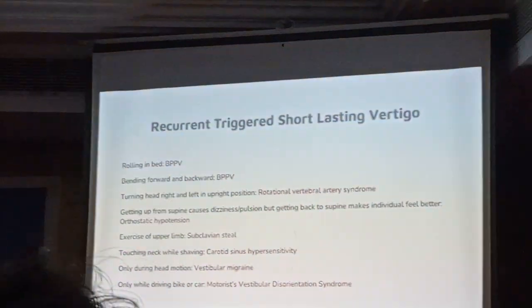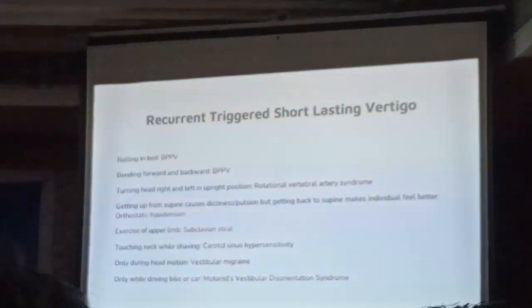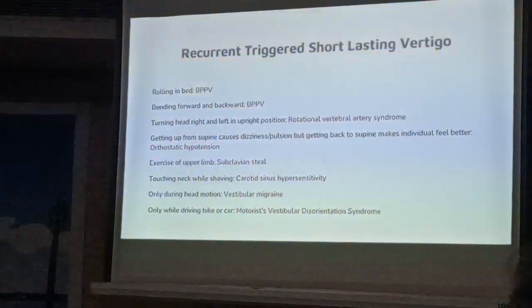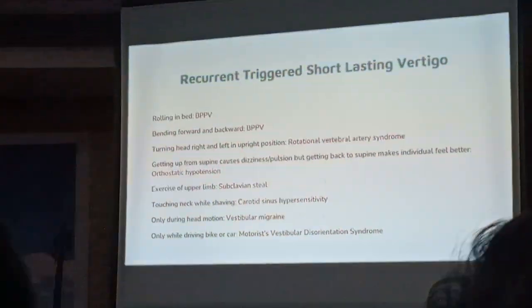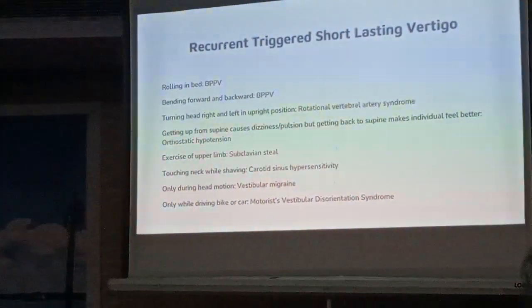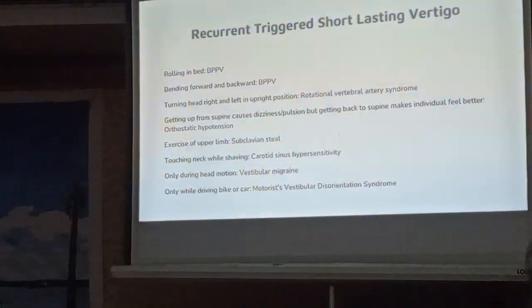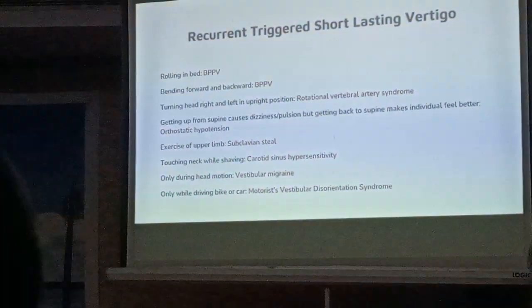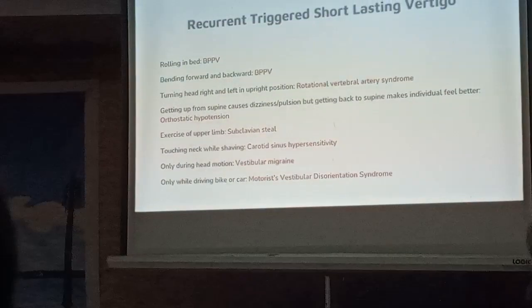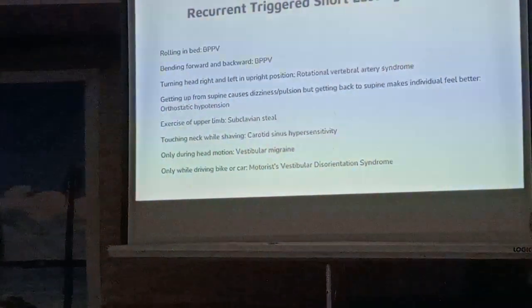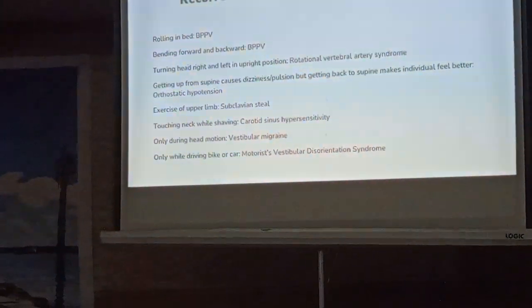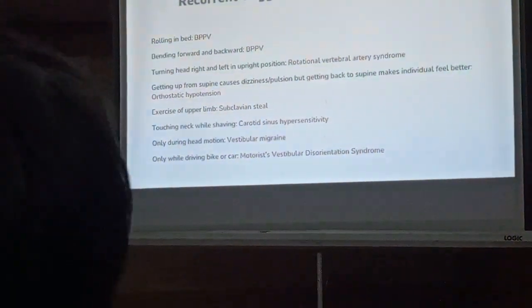So, rotational vertebral artery syndrome, you may be able to pick up. Then, getting up from supine or sitting position to standing makes the patient vertigo. They have presyncope or dizziness. Going back to sitting and sleeping, they are normal. That is orthostatic hypotension. Exercises of the upper limb will make them giddy. That is subclavian steal syndrome. Then touching the neck while shaving, or when there is some pressure in the neck, that is carotid sinus hypersensitivity. Only during head motion: the patient has vertigo only when they are rapidly moving the head. That is vestibular migraine. Then this last point, actually I added after this, it was not in sir's original presentation.